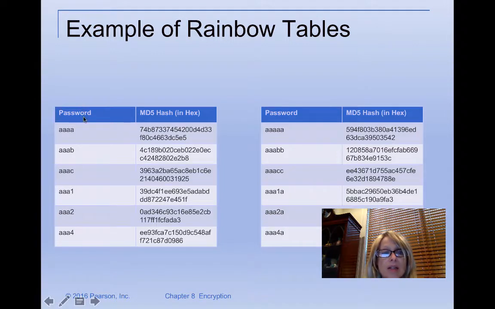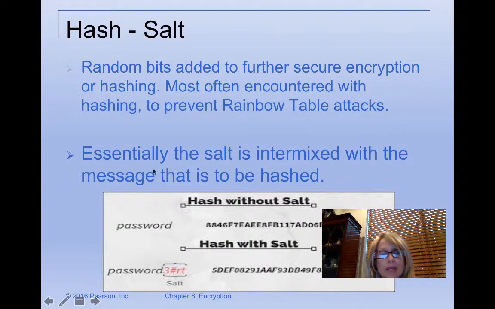Rainbow tables are examples of what hackers use for hashing. So, for example, you can buy these rainbow tables, and they have all of these different iterations of passwords and things that you can then just match, and you can use them to crack passwords, and that's what password crackers would use. Now, one thing you can do is hash with something called salt. Salt is random bits added to further secure it, most often encountered with hashing to prevent rainbow table attacks.